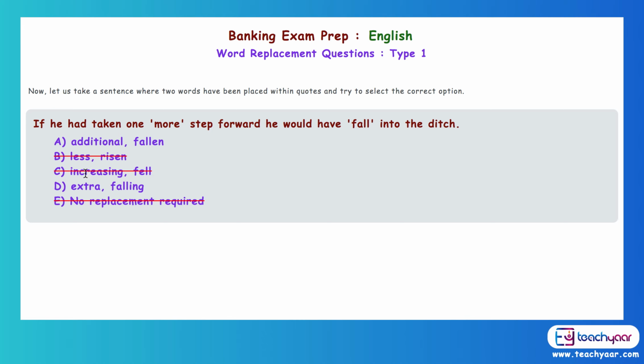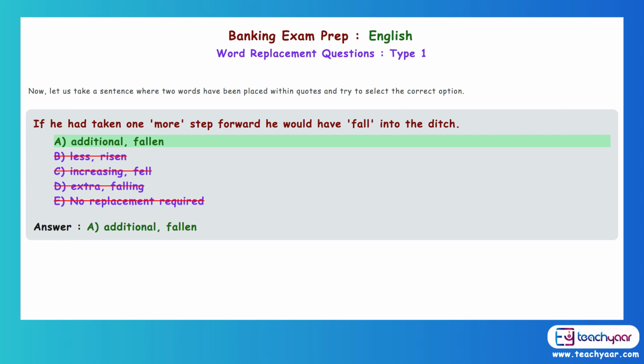We move on to the second word. He would have fallen into the ditch. So what is option A? Fallen. He would have fallen into the ditch. What is option D? He would have falling into the ditch. Falling is not the right answer. So D goes out and we are left with option A. If he had taken one additional step forward, he would have fallen into the ditch. So that is the answer. We have option A, additional, fallen. I hope you have understood this.